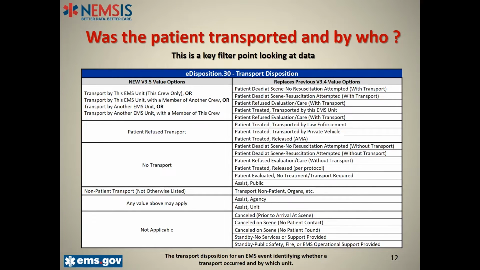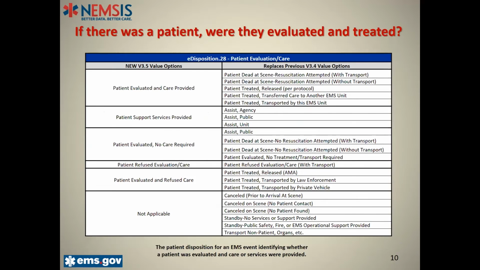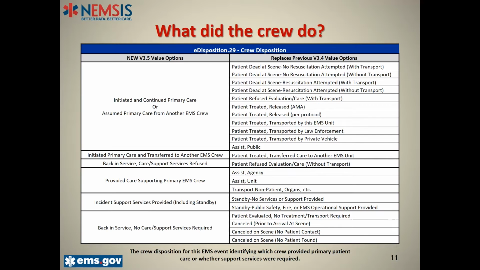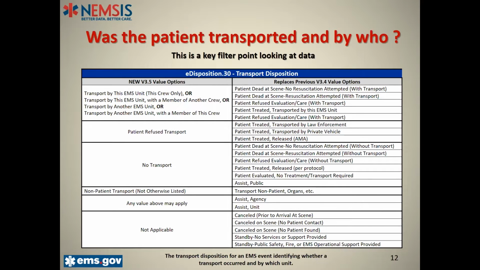So the key field here is transport is about the incident, not about this crew. The other ones are about this crew. E-disposition 27 through 29 is what did this crew do? This last one is about was the patient transported if there was a patient. So it doesn't matter if this crew did it or another crew did it or whatever. Then that's what this one is about.